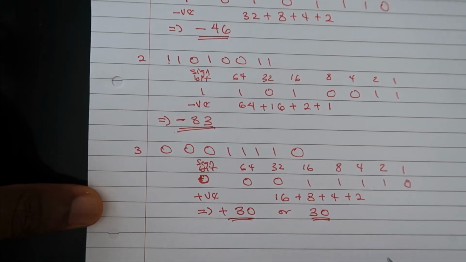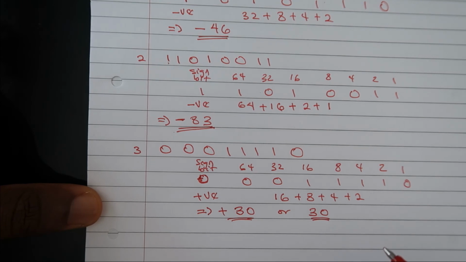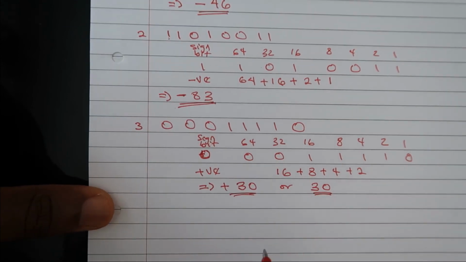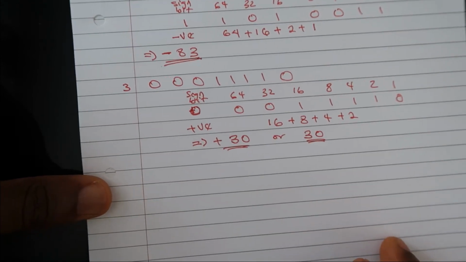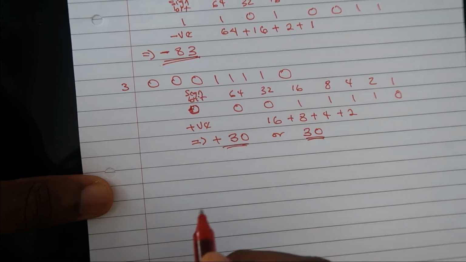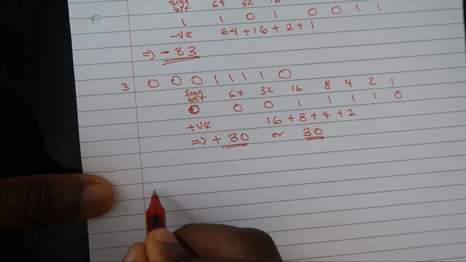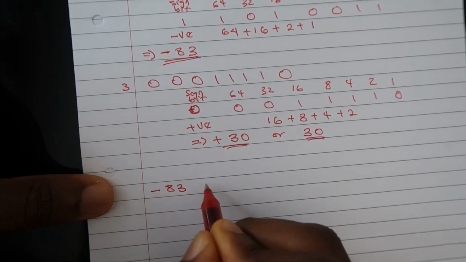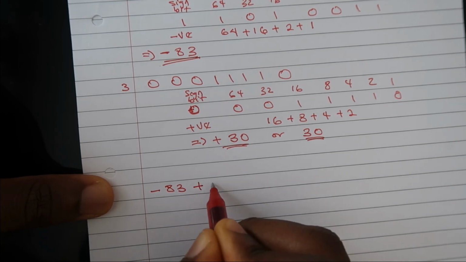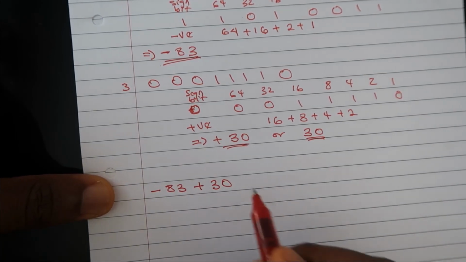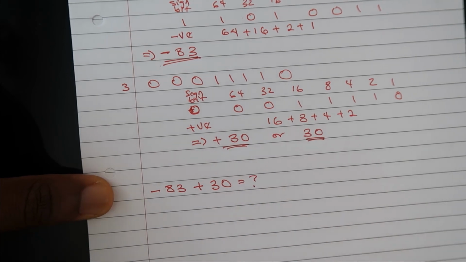Now, at the start of this video, I highlighted that sign and magnitude does not always support operations with signed values. So let's look at this example here. Let's try and demonstrate that. Let's say, for example, we have minus 83 plus 30. If we're asked to solve this problem, minus 83 plus 30.